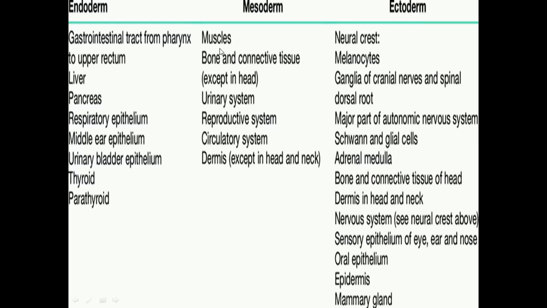Coming to the mesoderm. The mesoderm is concerned with muscle formation, bone and connective tissue formation, urinary, reproductive, and circulatory systems, and the dermis also. The epidermis is a derivative of the ectoderm. Below the epidermis, the second layer is the dermis, which is a derivative of the mesoderm. Now, the endoderm is the innermost layer that is going to develop into the organ systems, like the organs of the gastrointestinal tract, pharynx, rectum, liver, pancreas, the respiratory system, middle ear epithelium, and the glands: thyroid, parathyroid, pancreas, and liver. All of them develop from the endoderm.